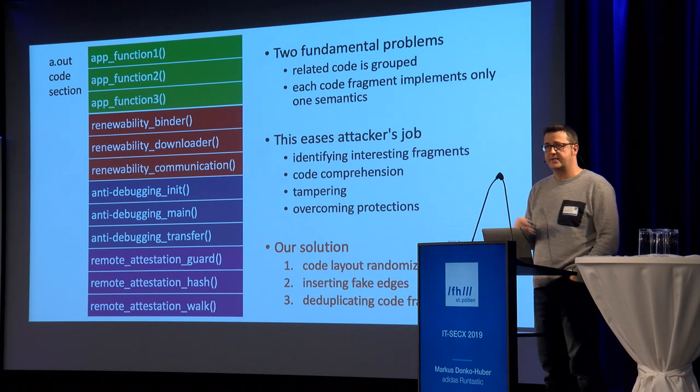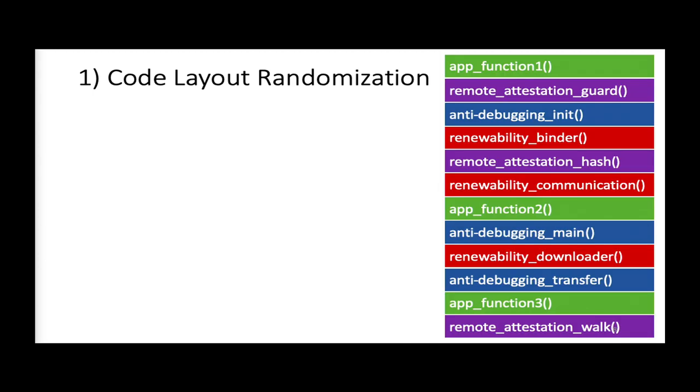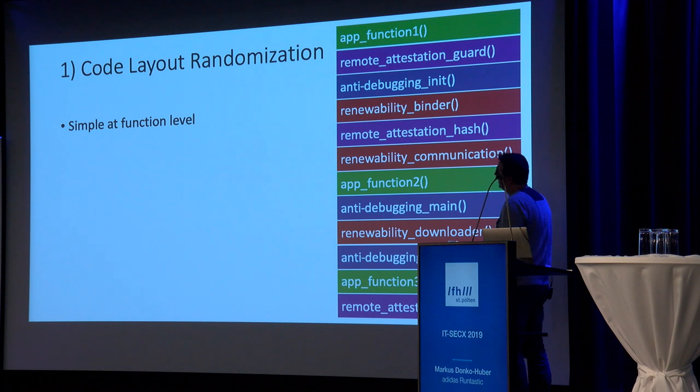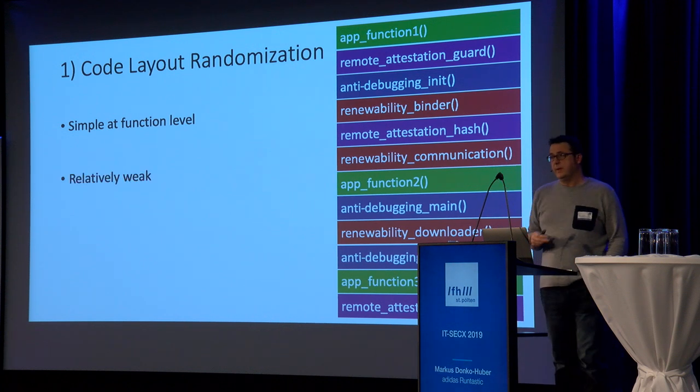So first, let's look at code layout randomization. One of the things we could try is to just mix the functions in the program. This is trivial to do. A standard compiler and linker can do this if you feed them an appropriate linker script and appropriate options. The problem is that it's relatively weak.